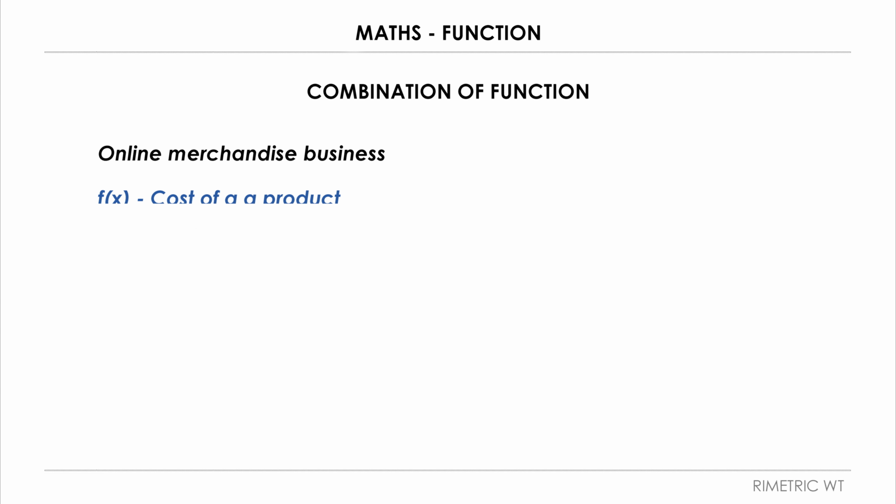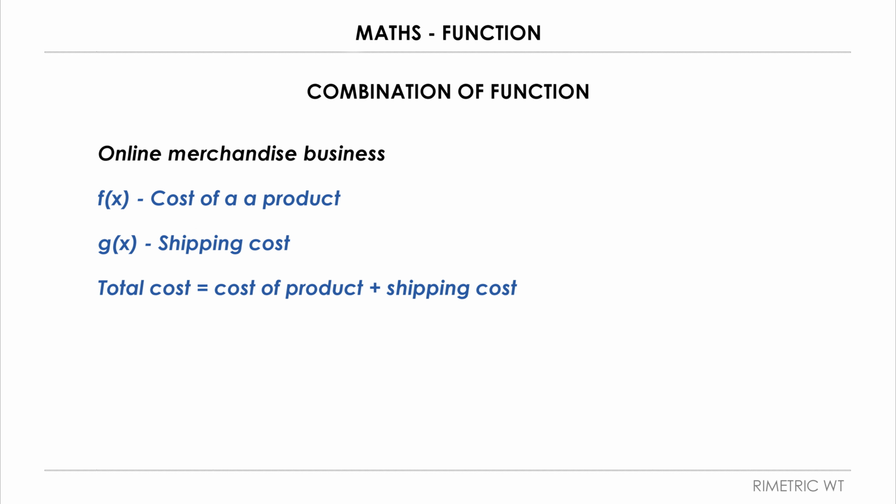The cost of the products is represented by the function f of x, while the delivery or shipping cost is represented by the function g of x. Therefore, to find the total cost, we need to add the two functions together, f of x plus g of x. This is an example of what we call the combination of functions.